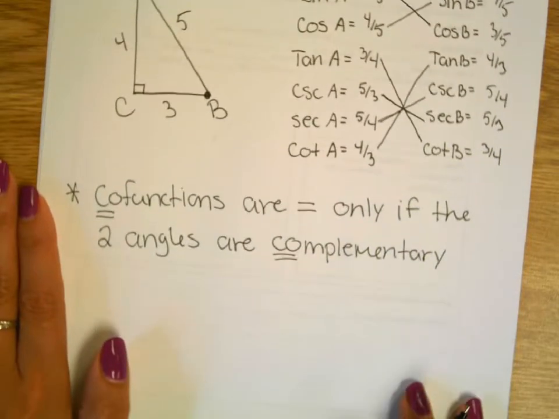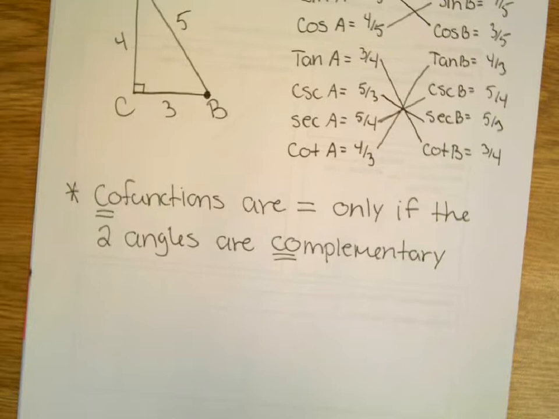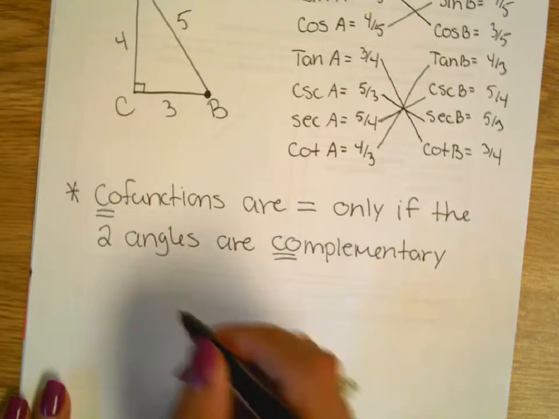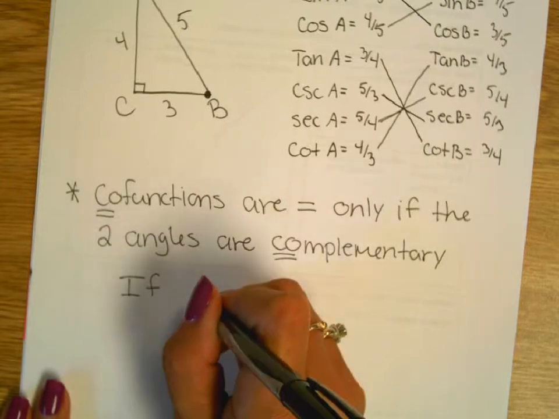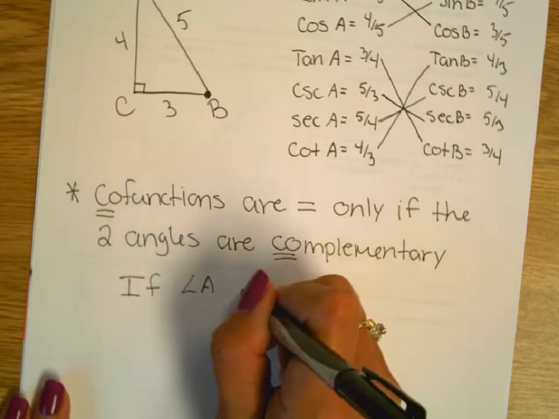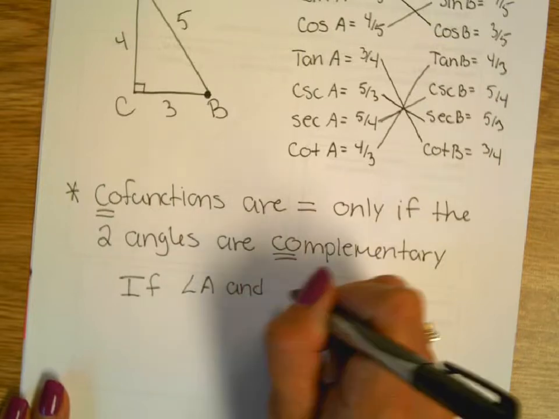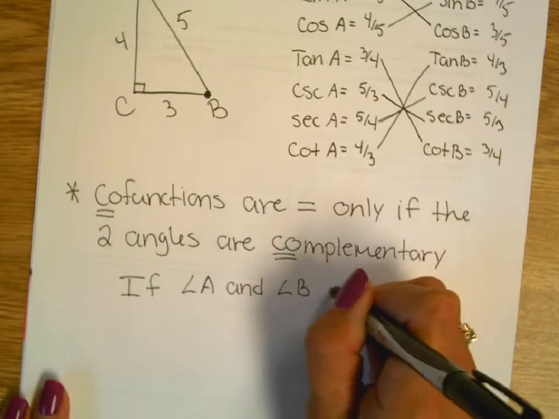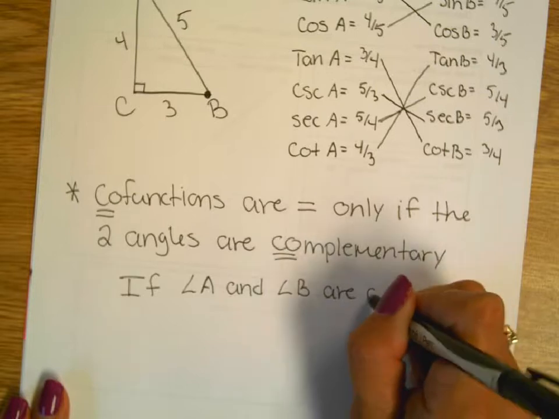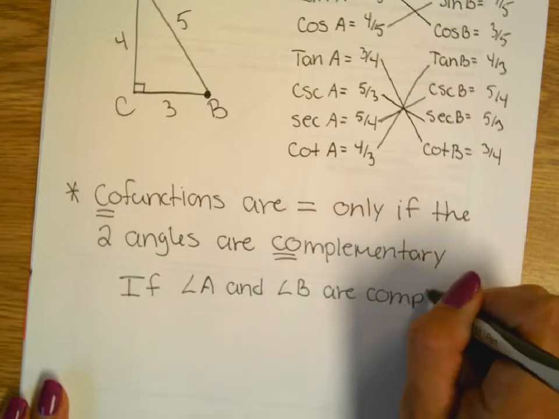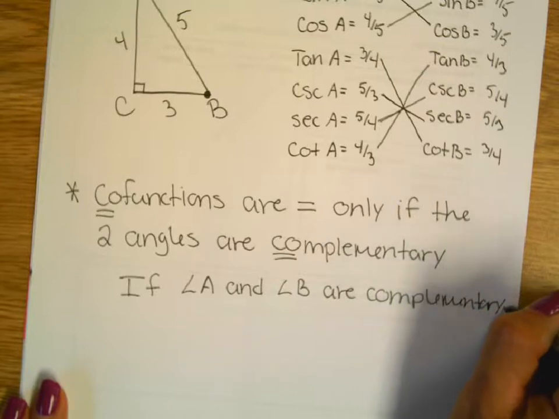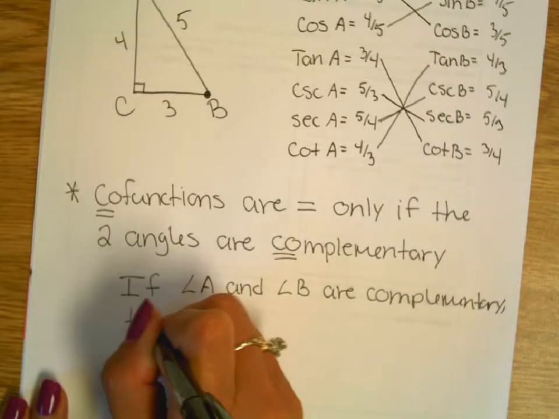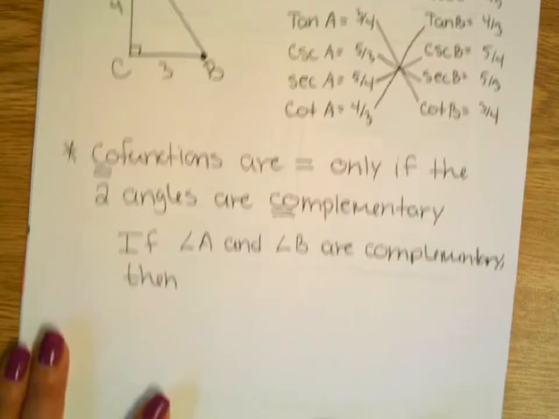So cofunctions are equal only when the two angles are complementary. So that's it in words. So if angle A and angle B are complementary, then three things happen.